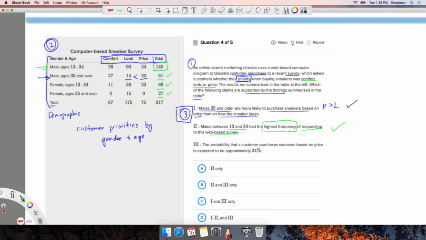Last but not least, we've got statement number 3. The probability that a customer purchases sneakers based on price is approximately 24%. In this case, I'm no longer looking at just one segment. I'm looking at all customers, and then I'm looking at price. And so which elements of the table will I need to see if statement number 3 is supported?